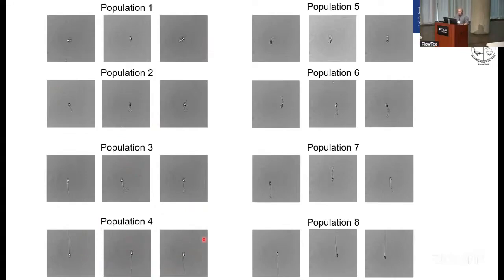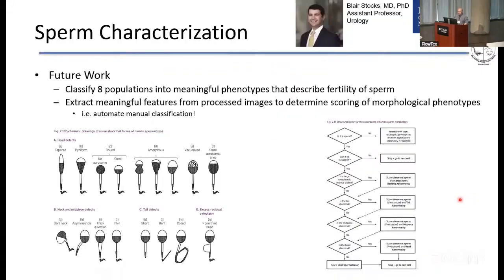The head shape is definitely more on the rounded side. Populations 5 through 8 have the more conical heads. And then as the gyration radius increased, you can see that these tails go from being really curled up to being nice and straight and elongated. So that was a nice way to classify those sperm.